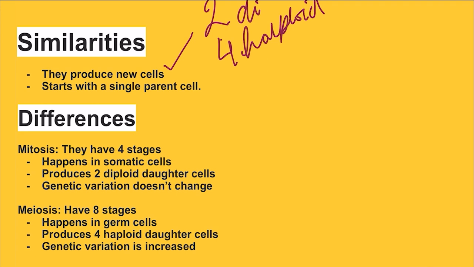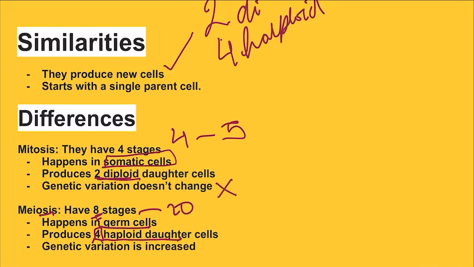The difference would be that mitosis has 4 stages, 5 if you count cytokinesis. Mitosis happens in somatic cells. It produces 2 diploid daughter cells, but the genetic variation does not change. Meanwhile, meiosis has 8 stages, and 10 if you count cytokinesis. It happens in germ cells. It also produces 4 haploid daughter cells, and genetic variation is increased.